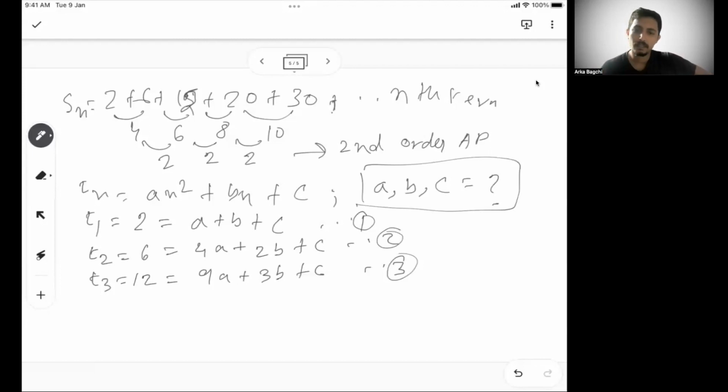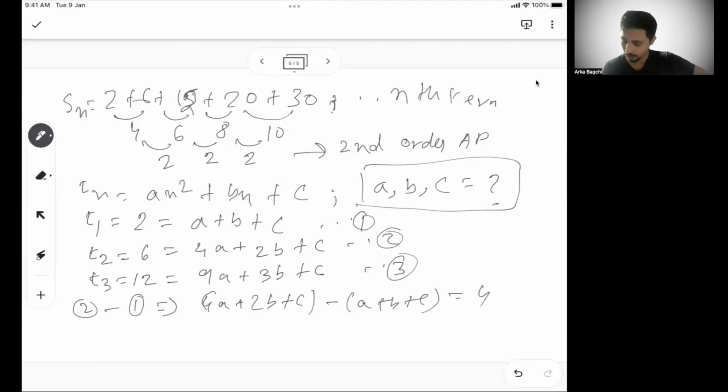How can I do that? Let's say I do 2 minus 1. So 2 minus 1, I get 4A plus 2B plus C minus A plus B plus C is equal to 4. So this is becoming 3A plus B equal to 4. So 3A plus B equal to 4. So we got one equation. Let's say I do 3 minus 2. So what will I get?